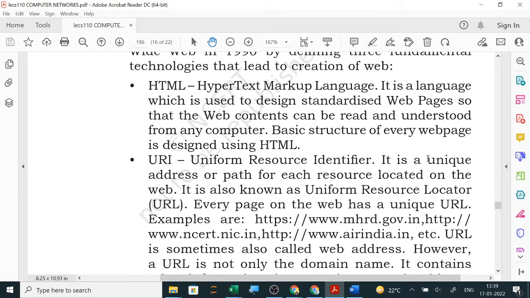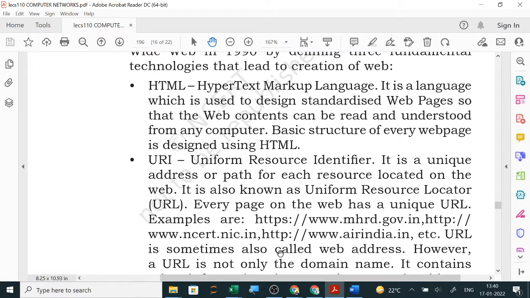URI is Uniform Resource Identifier. It is a unique address or path for each resource located on the web. It is also known as Uniform Resource Locator. See the spelling, locator, because in the full forms it was given as location, that was wrong. Clear? This is correct. Uniform Resource Locator, URL. Every page on the web has a unique URL. Examples are HTTPS, that is www.mhrd.gov.in. So these are your URLs.